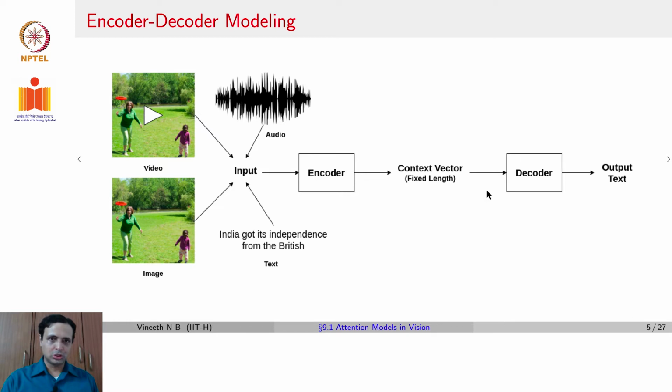A standard approach to handling such tasks is, given any input, your input could be video, could be an image, could be audio, or could be text. You first pass these inputs through an encoder network, which gets you a representation of that input, which we call the context vector. Given this context vector, you pass this through a decoder network, which gives you your final output text. These are known as encoder-decoder models, and they are extensively used in such a context.